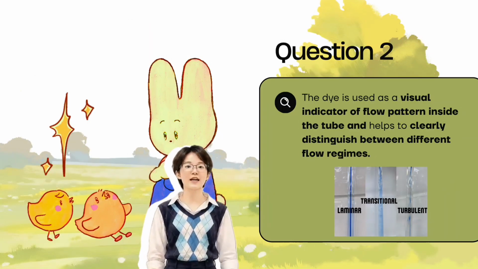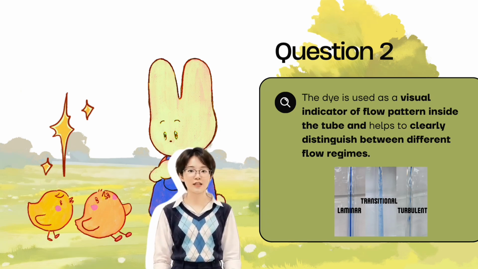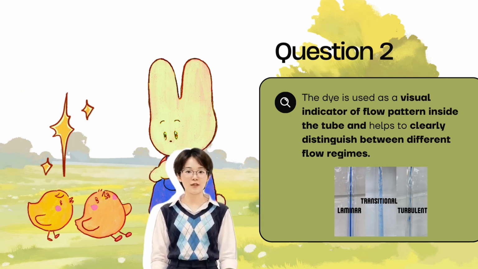The dye is used as a visual indicator of the flow pattern inside the tube. It helps us clearly distinguish between different flow regimes. For example, in laminar flow, the dye flows in a straight line. In transitional flow, it starts to fluctuate, and in turbulent flow, it mixes completely with the water.